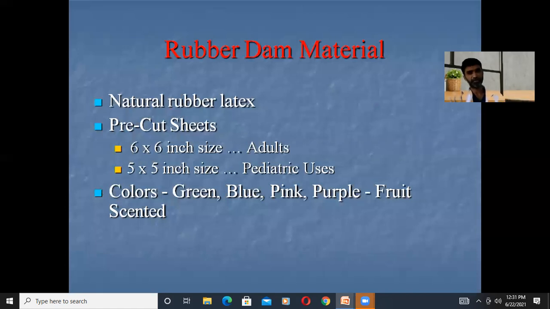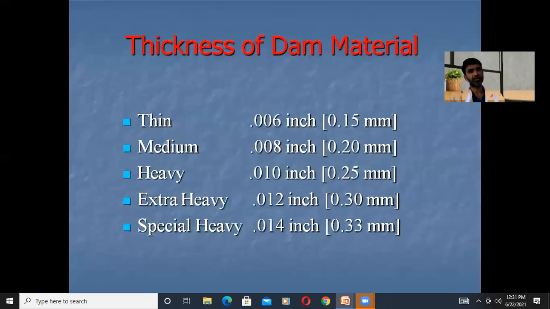The material of the rubber dam sheet is natural rubber latex, which is available in pre-cut sheets. Measurements are 6 by 6 inch size for adults and 5 by 5 inch size for pediatric use. They are also color coded: green, blue, pink, purple, with centered and non-centered both available. Now, what is the thickness of the dam material?